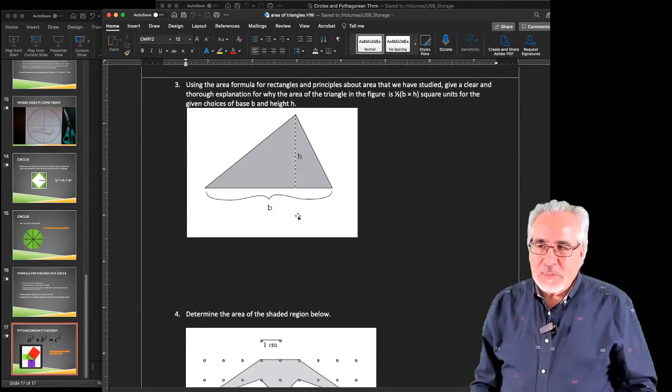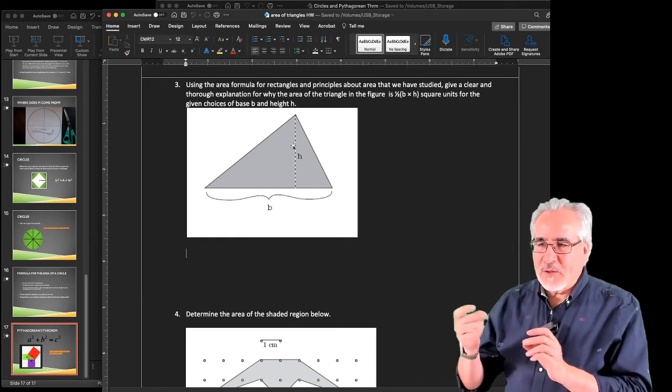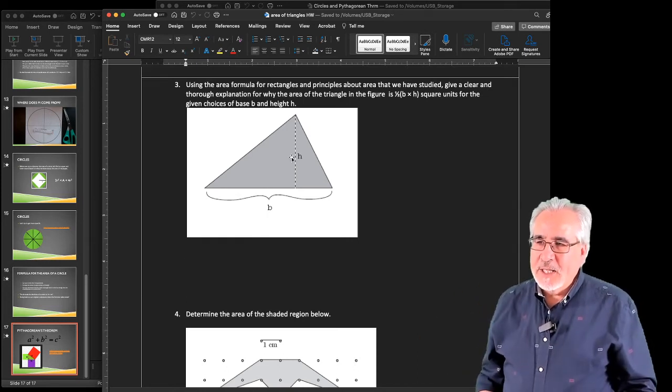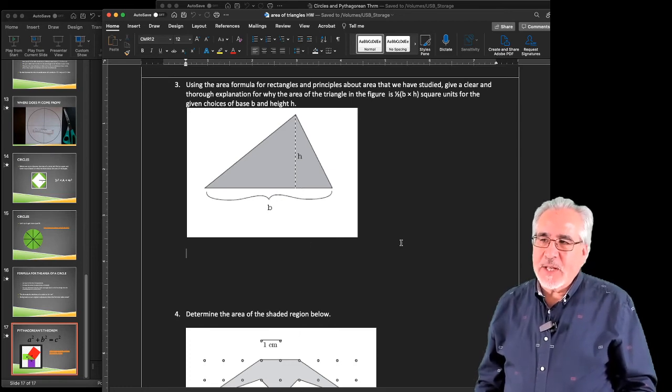And this one is an explanatory thing. How could you explain? And so think back to those videos or those little applets that we saw of how you can explain the area of a triangle being 1/2 the base times the height.